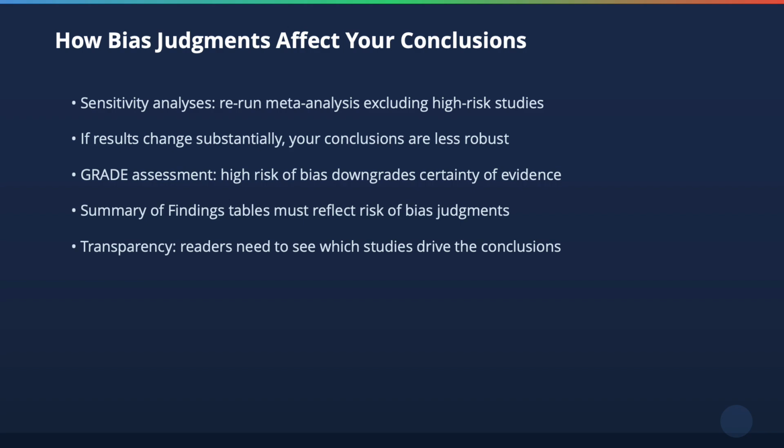You should also consider subgroup analysis comparing treatment effects from low-risk versus high-risk studies. If the effect is larger in high-risk studies, bias is likely inflating the apparent effect. For evidence certainty assessment, high risk of bias is one of the main reasons to downgrade certainty. Your summary of findings table must explain how bias influenced your assessment. And transparency is paramount. Readers need to see which studies drive the conclusions. A forest plot annotated with risk of bias judgments is excellent for this.